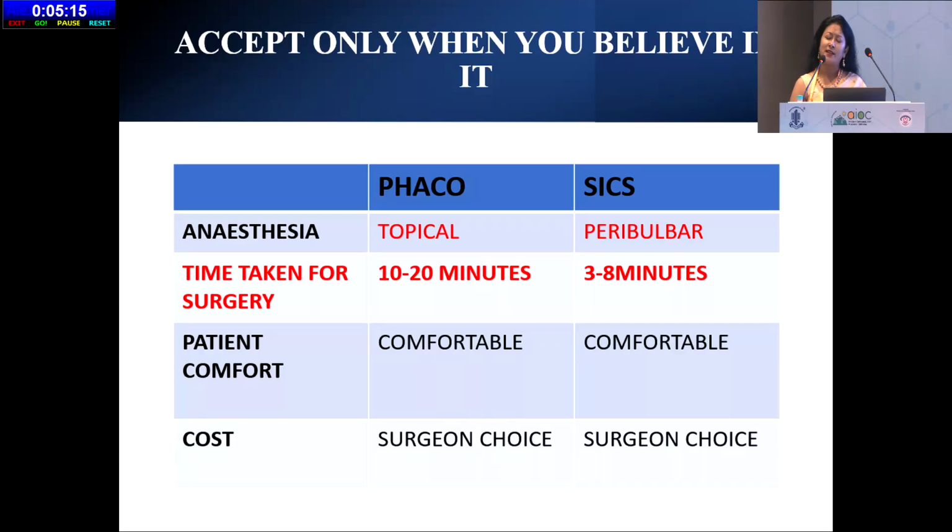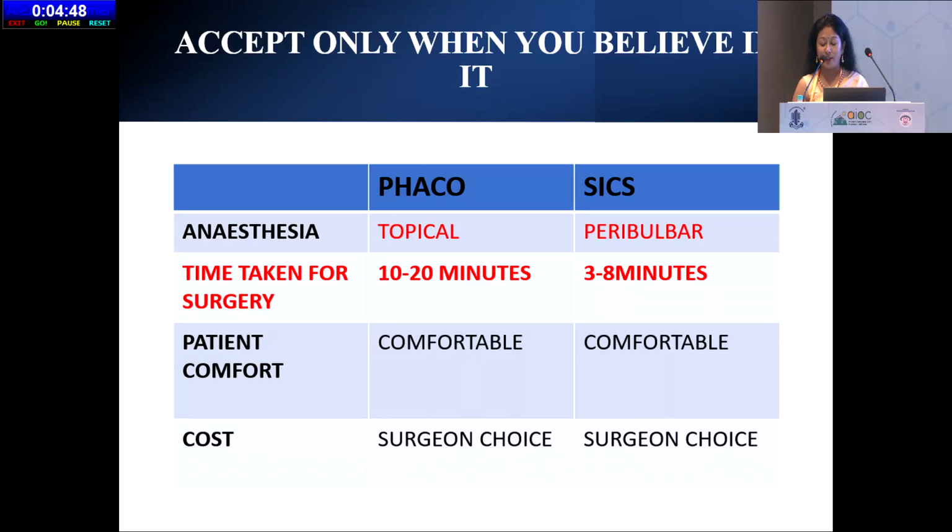And then I realized that it was only after my 30th case of phacoemulsification that I shifted to topical anesthesia. So what was the difference in the technique that I was doing? I was doing a surgery that was taking me 10 minutes under topical anesthesia. And on the other hand, in SICS, I'm doing a surgery that takes me 3 minutes and I'm giving a peribulbar block for the patient.